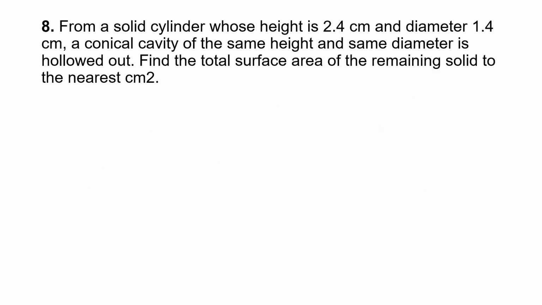Okay, so next question is, from a solid cylinder whose height is 2.4 centimeter and diameter is 1.4, so that means the radius becomes 0.7 centimeter. Please check whether all the units are the same. Sometimes one may be given in millimeter, one in centimeter, then you have to convert. Be clear with those things. With the remaining all, it is scoring only.